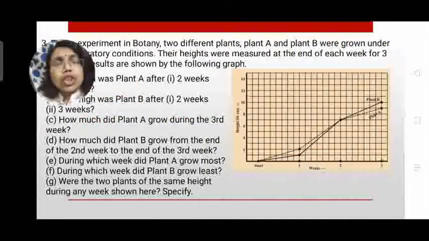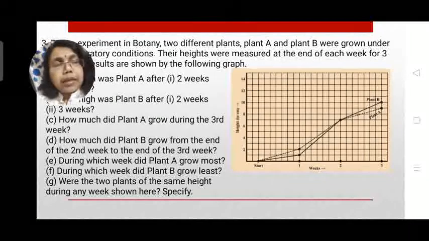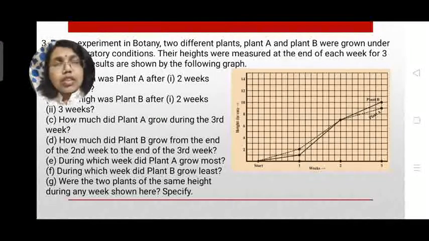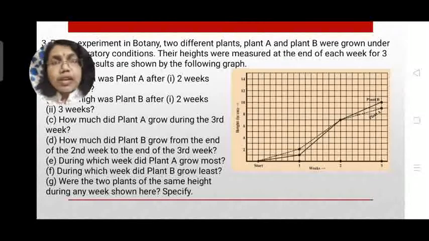Now the next question shows us the growth of two plants, plant A and plant B, for 3 weeks. Different heights were recorded for plant A and plant B. Plant A is shown by a dotted line whereas plant B is shown by an uninterrupted line. So what was plant A's height at 2 weeks?